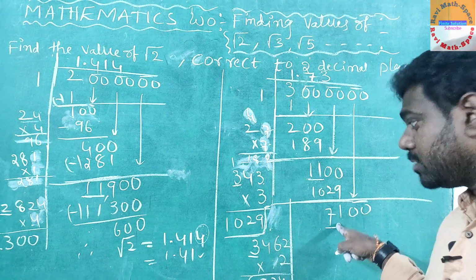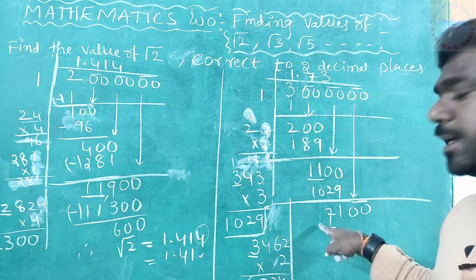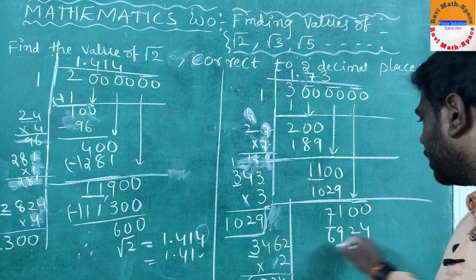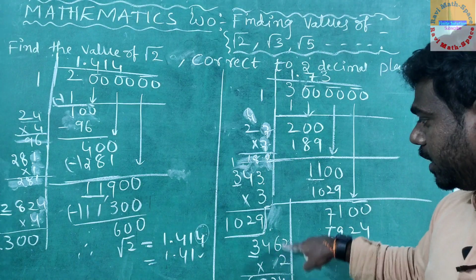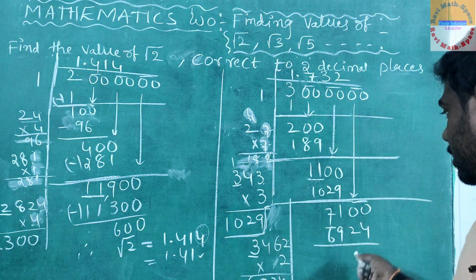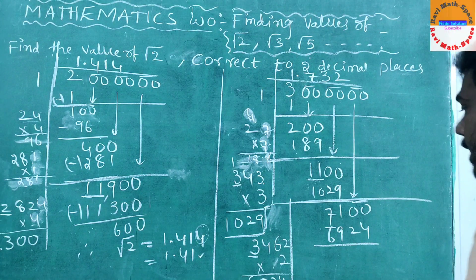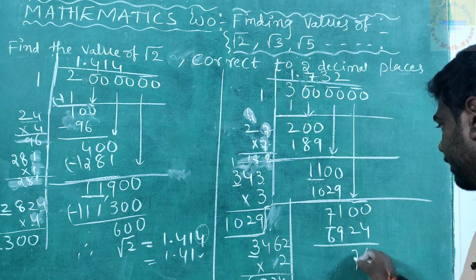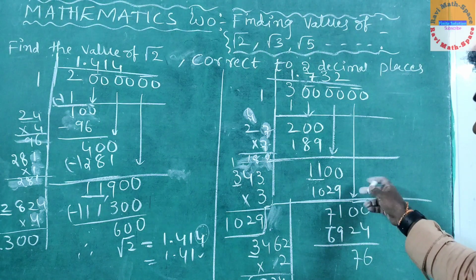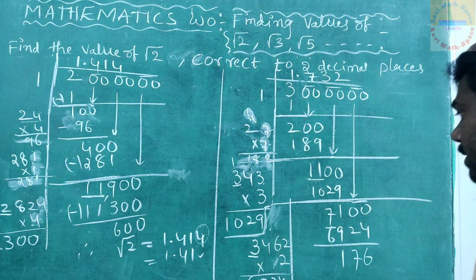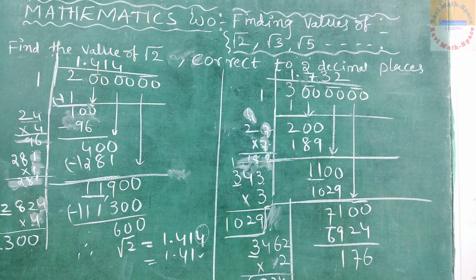6924 is the nearest to this number. So directly I can take it here. 6924. Now subtract. What square is suitable here? 2. This 2 we have to write here. Now subtract here. What will you get? 10 minus 4 is equal to 6. 9 minus 2 is equal to 7. Here 70 minus 69 is equal to 1. So 176.